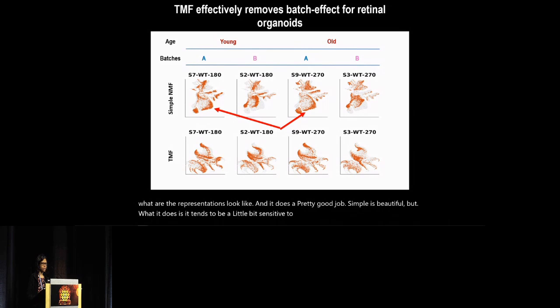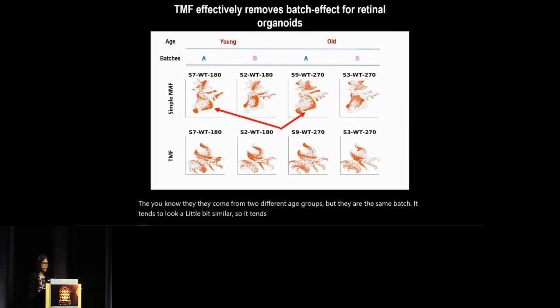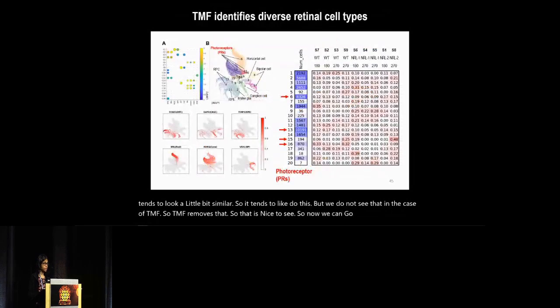So what we see is that these two come from two different age groups, but they are the same batch. It tends to look a little bit similar, so it tends to do this. But we don't see that in the case of TMF. TMF removes that, so that's nice to see. So now we can go and see what it is telling us about the biology.